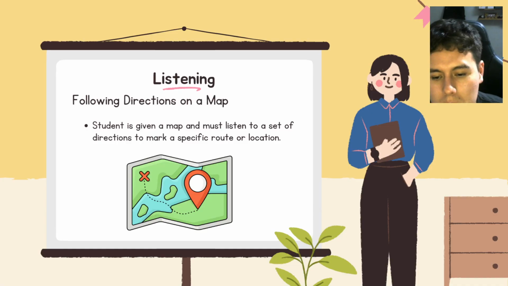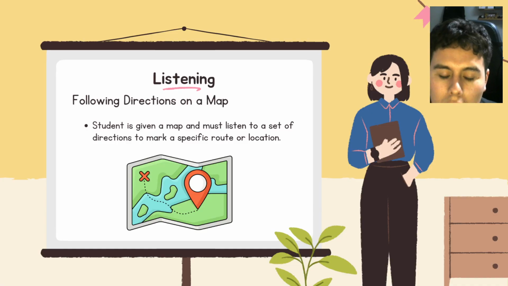And the instructions are very simple. You have a map of a city. You will hear a person giving you directions to get from the train station to the art museum. Listen carefully and draw the route on the map.